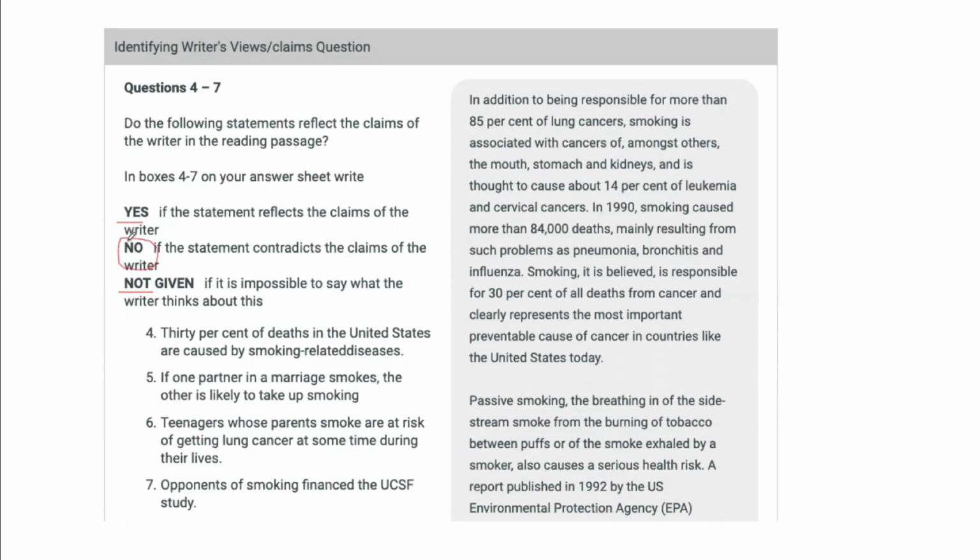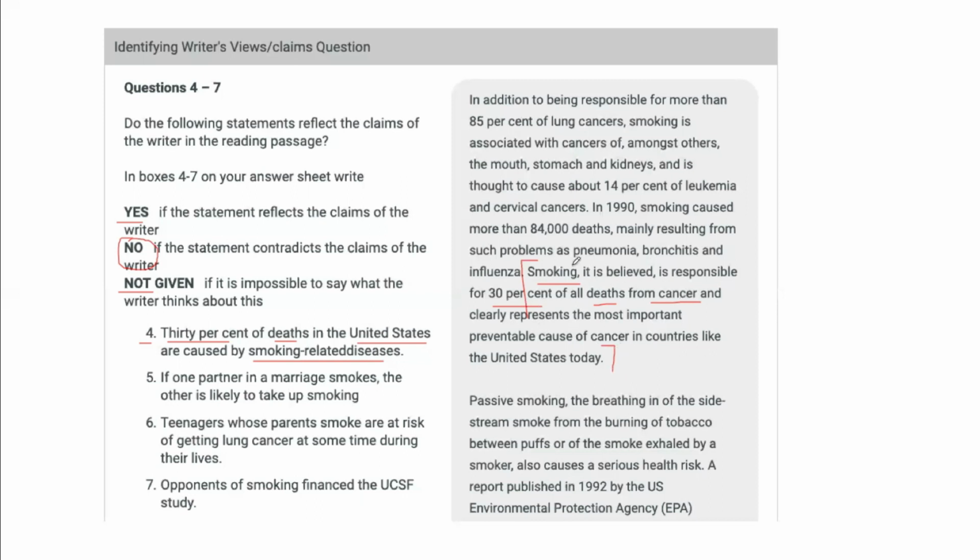Now we're going to look at no. So I've cleared our screen to just give us a fresh slate. And let's look at number 4. So we see 30% of deaths in the United States are caused by smoking-related diseases. Now, we have our keywords, and already in my text, I see smoking, 30%, and deaths. So these keywords have led me to this area of the text. Now I'm going to skim, and it says smoking, it is believed, is responsible for 30% of all deaths from cancer and clearly represents the most important preventable cause of cancer in countries like the United States today.